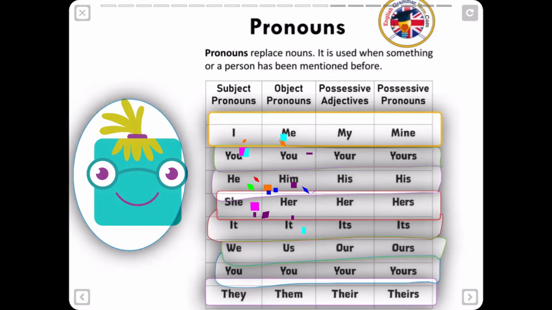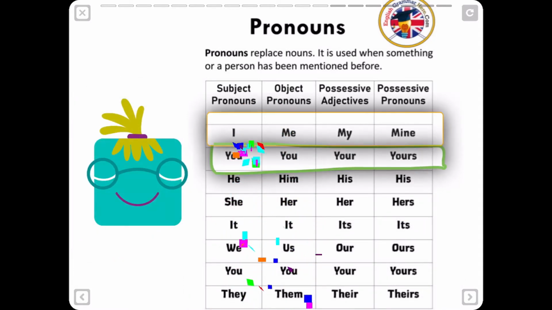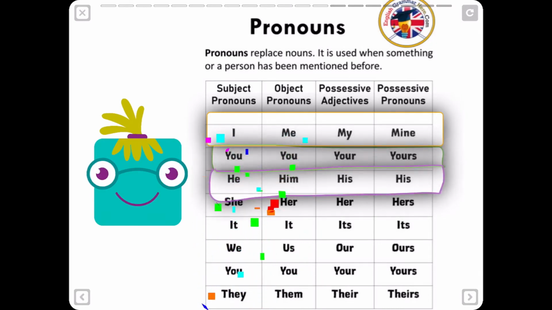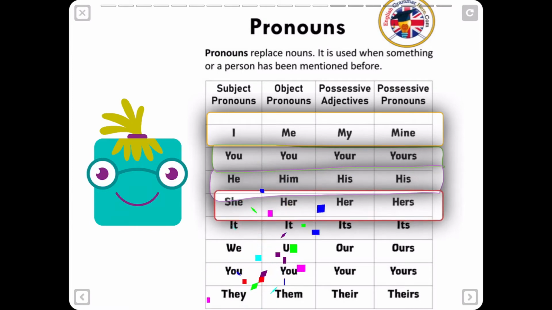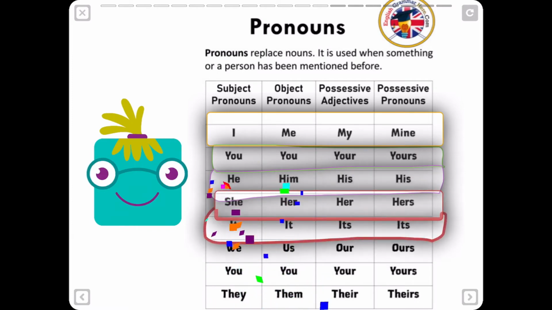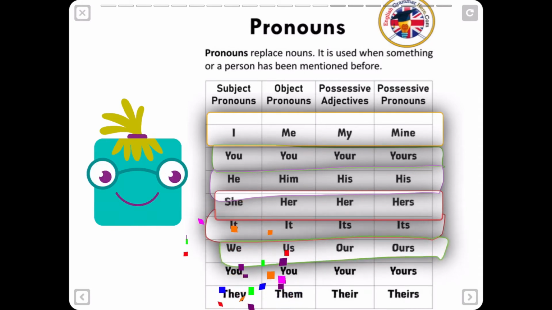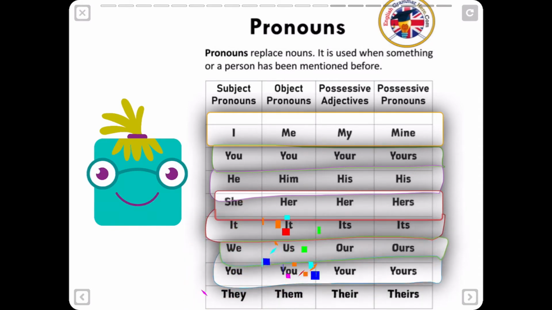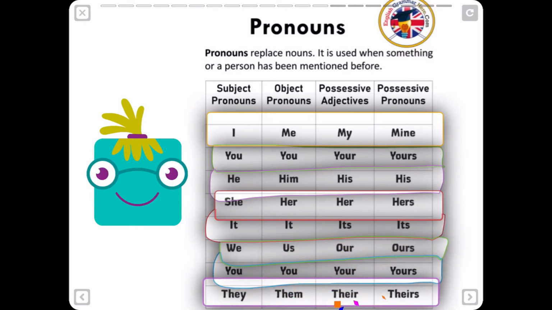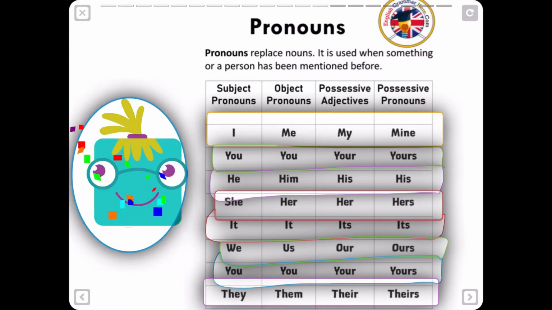I, me, my, mine. You, your, yours. He, him, his, his. She, her, hers. It, its. We, us, our, ours. You, your, yours. They, them, their, theirs. Let's watch this video together to know more information about pronouns.